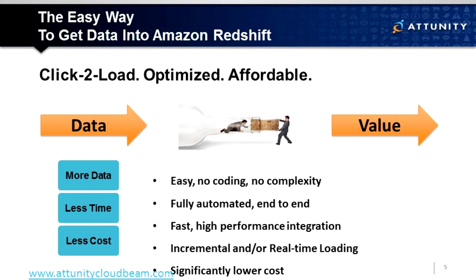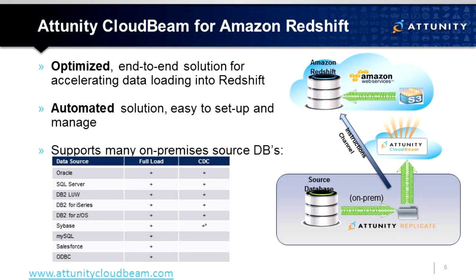So what is, by definition, Tunity's Cloud Beam for Amazon Redshift? By definition, Tunity's Cloud Beam is optimized as an end-to-end solution for accelerating data loading into Amazon Redshift. The Replicate solution provides for true automation, is easy to set up, and easy to manage. As you see here from this table, Tunity provides a variety of sources to manage both full load and incremental change data capture.